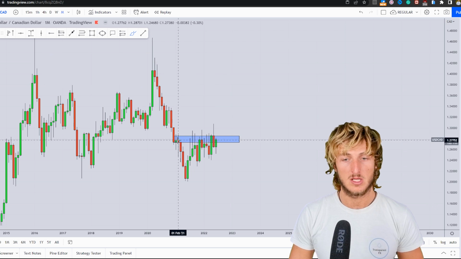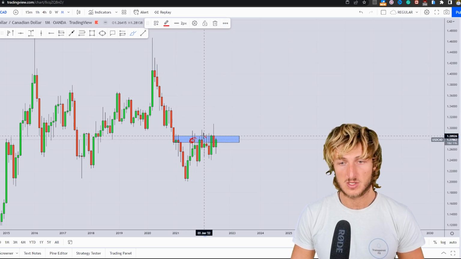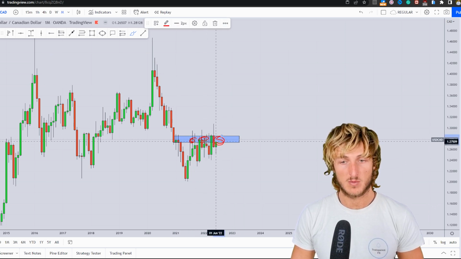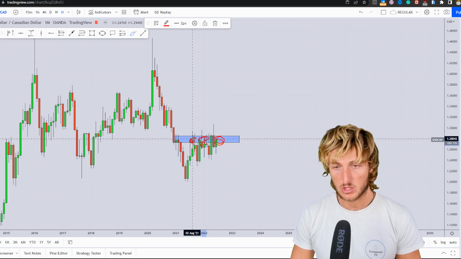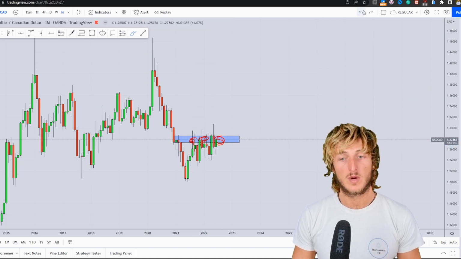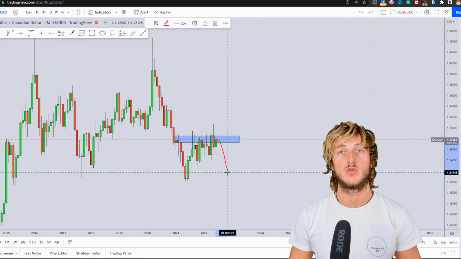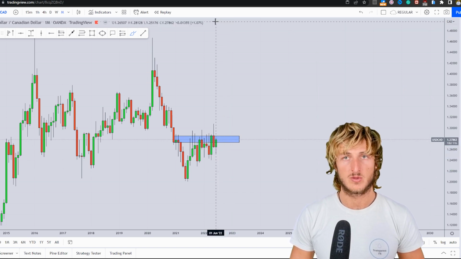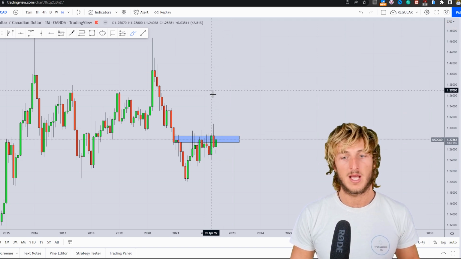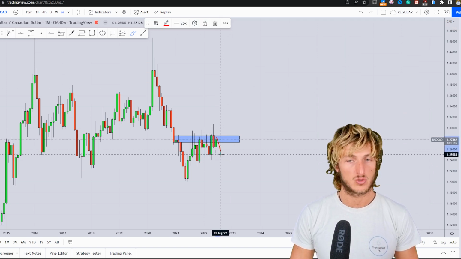And as we're currently testing previous support and resistance, we can see how multiple times the market got rejected to the downside. Look at all these wicks. And as we are once again testing this resistance zone, there is definitely the possibility to see another rejection to the downside, even though it doesn't need to be a long-term rejection. It can even be a short-term rejection.